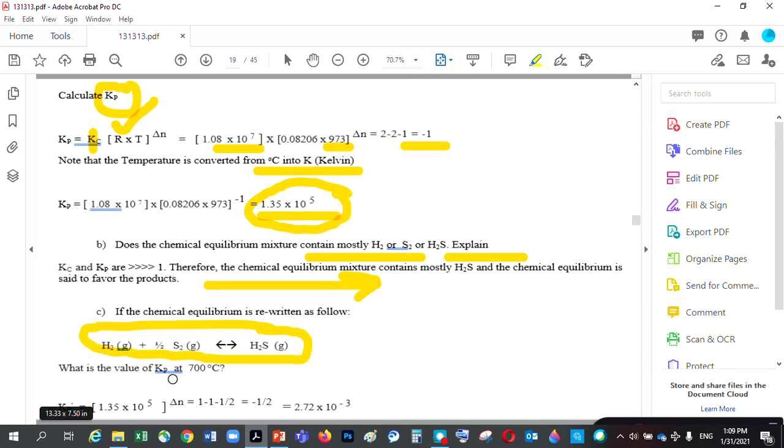Then it says calculate the Kp at 700 degrees. Well, the Kp is whatever you found here, correct? Kp is your value here. But now the delta n is not the same. Kp is the same value, but delta n is not. Delta n here is 1 minus half minus 1, so it's minus 1. So you put the whole value over minus 1 and you get this value. When you divide the whole thing by 2, the value is reduced, and with Kp less than 1, it is favoring the reactant side.